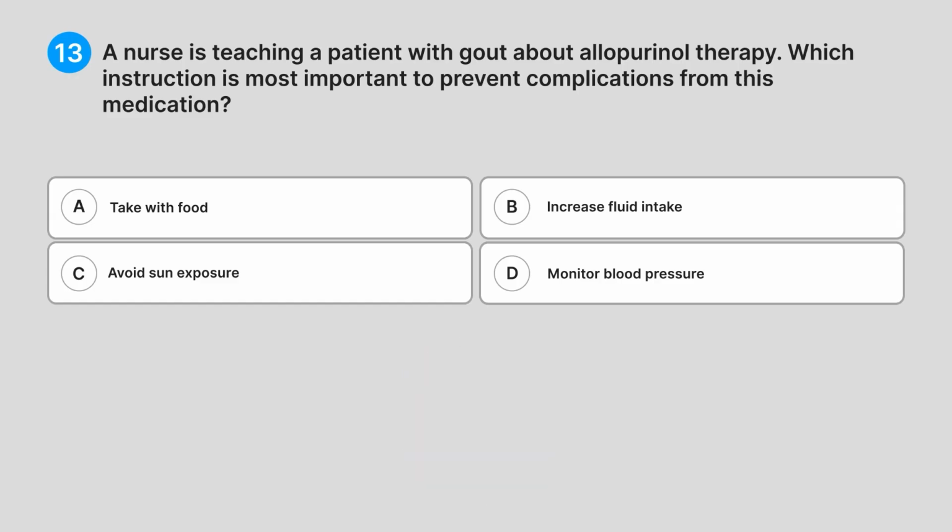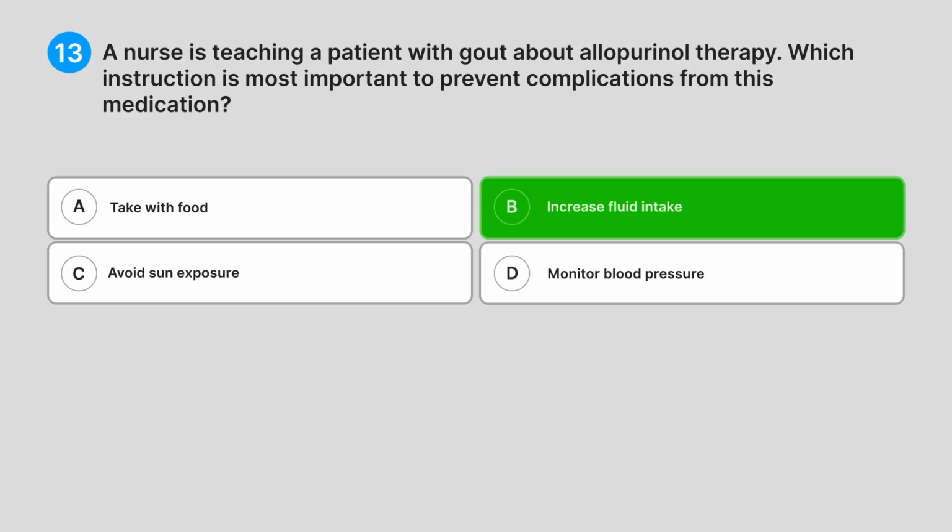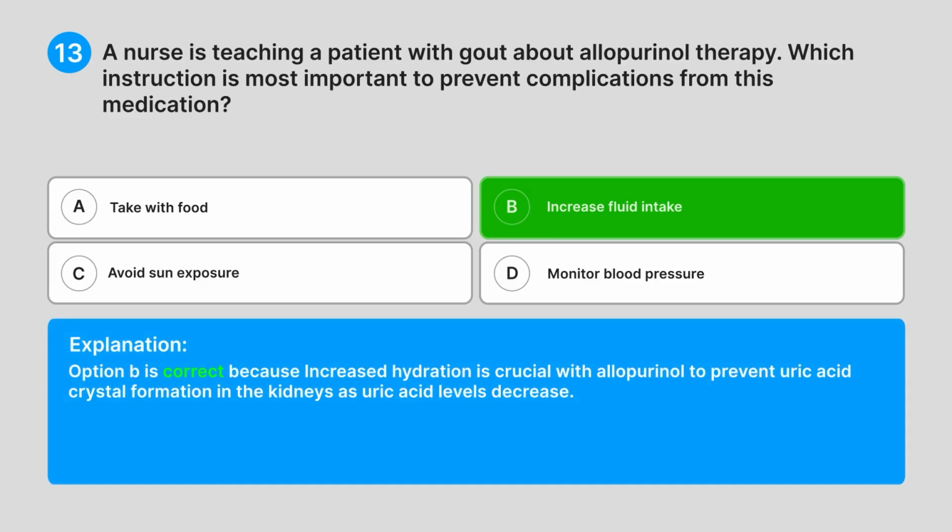Correct answer, B. Increase fluid intake. Explanation. Option B is correct because increased hydration is crucial with allopurinol to prevent uric acid crystal formation in the kidneys as uric acid levels decrease.